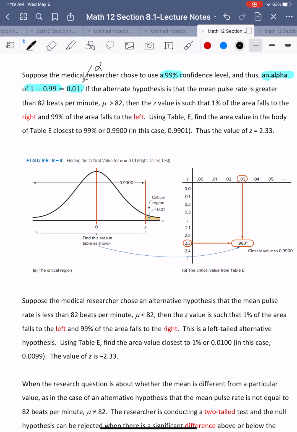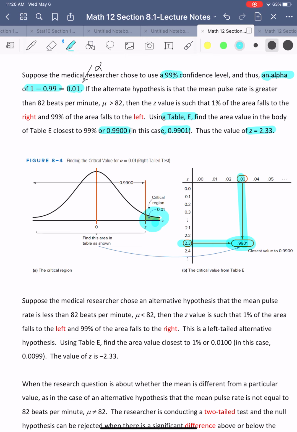So use table E to find the area value in the body of the table close to 99%, which is the same as 0.9900, which in this case is 0.9901. Thus the value of z equals 2.33. That is what they're talking about here. Then you use the z table to find the z score and then the 0.03, and then you'll see this is the area that you're going to find.